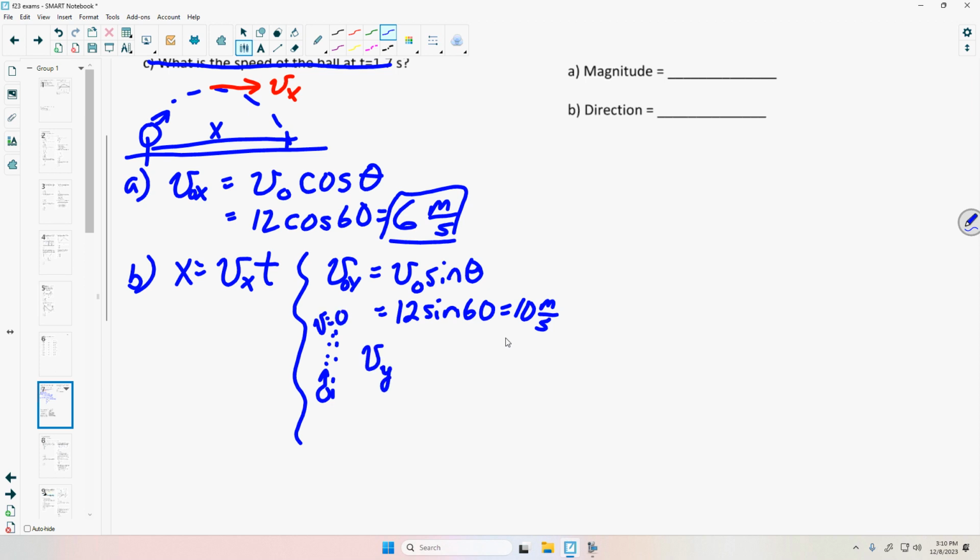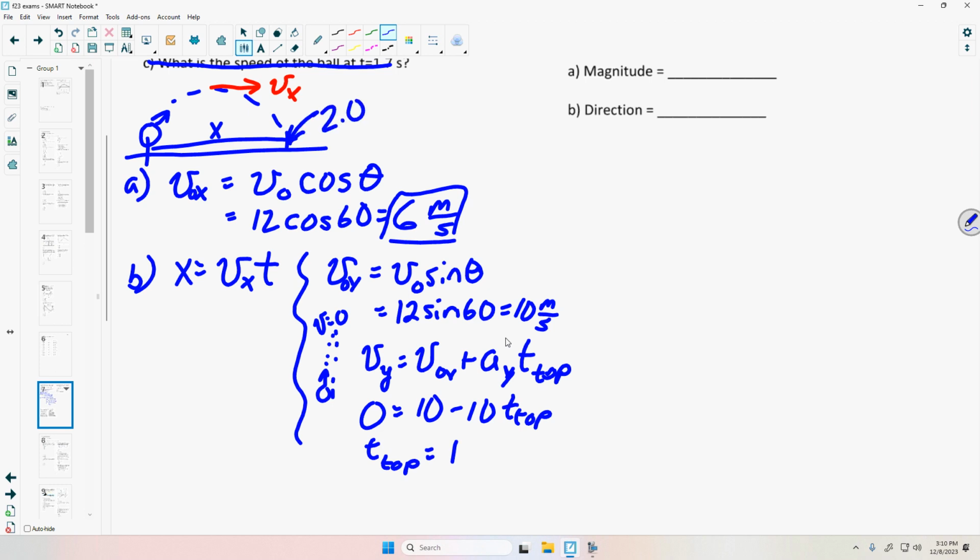So I can say that Vy is equal to V naught y plus a_y t. That's going to give me the time at the top of the trajectory. If I do that, I get 0 equals 10 minus 10 times t top. So t top is equal to 1. But be careful, I don't want t top. I wanted the time here. And so that time is going to be 2 seconds. Yeah, t top has to be 1.